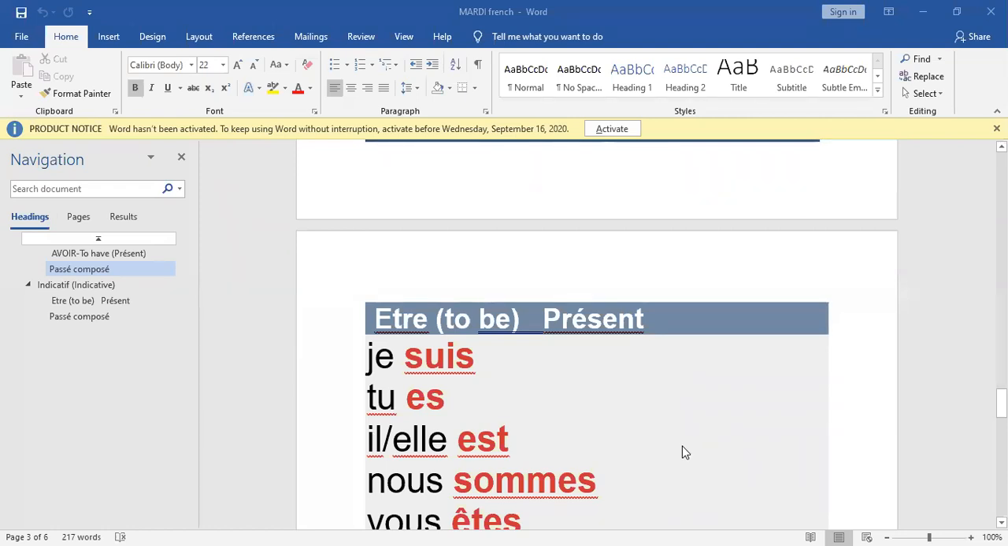Now we are looking at the verb être. This is the verb to be, conjugated into the present tense. It is this verb that you use to talk about yourself as well. Je suis nigériane. Je suis un garçon.